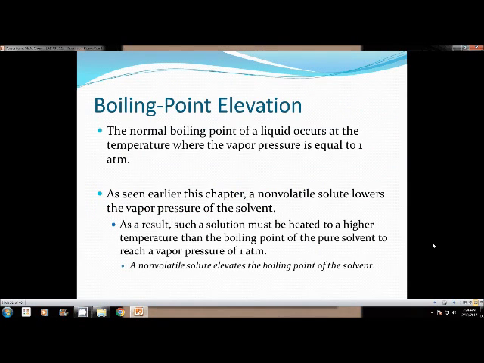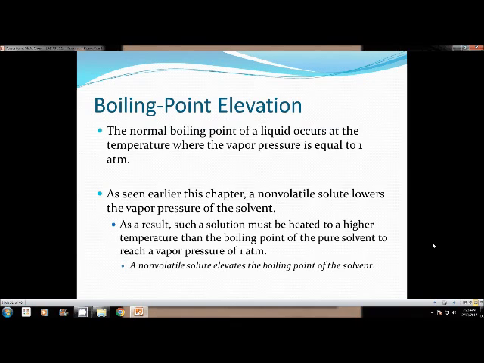Boiling point elevation is first. The normal boiling point of a liquid occurs at the temperature when the vapor pressure is equal to 1 atmosphere. As seen earlier, we have to remember that a non-volatile solute lowers the vapor pressure of the solvent. So as a result, a solution must be heated to a higher temperature than the boiling point of the pure solvent in order to reach that vapor pressure of 1 atmosphere so that the liquid can change into a gas.